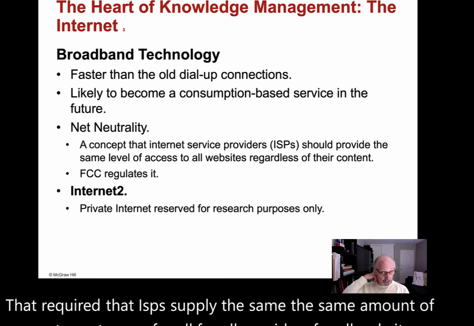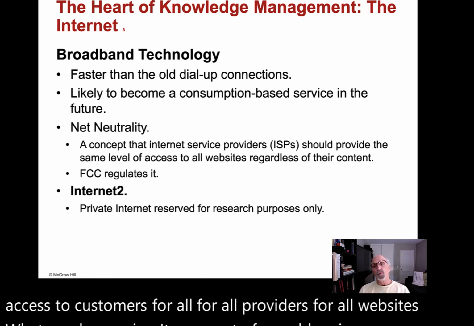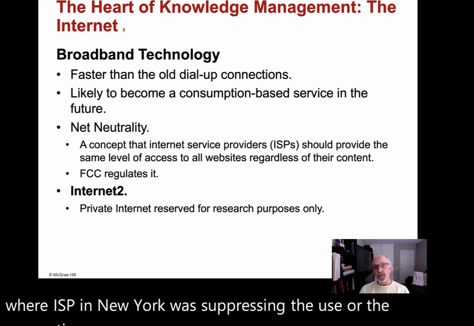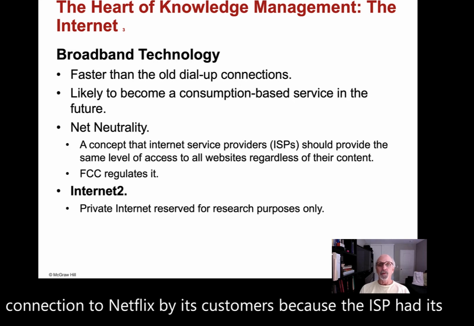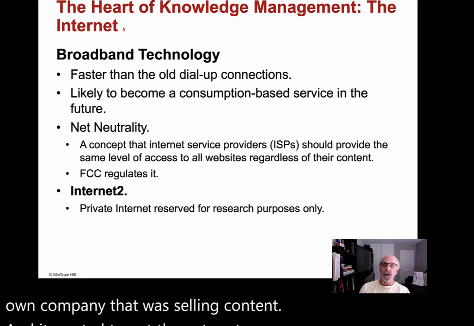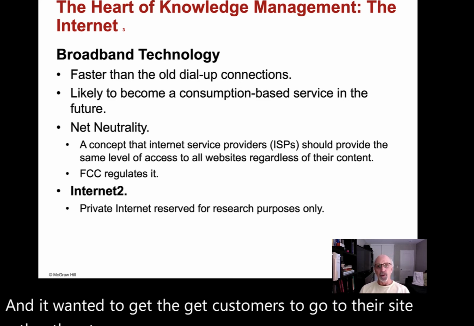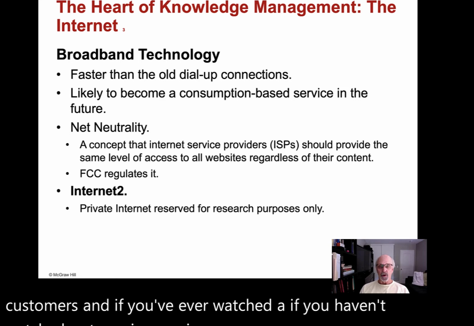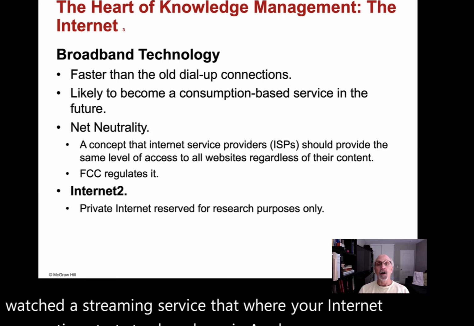What was happening, it grew out of a problem in New York where an ISP was suppressing the connection to Netflix by its customers because the ISP had its own company that was selling content, and it wanted to get customers to go to their site rather than to use Netflix. So they were constraining the Netflix customers. And if you've ever watched a streaming service where your internet connection starts to slow down, in Apple world you get the beach ball, right?